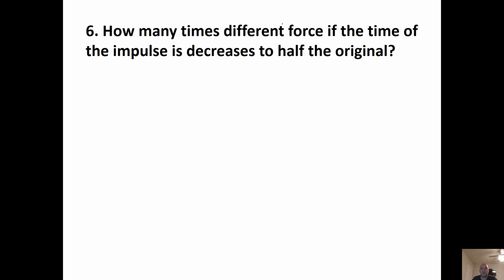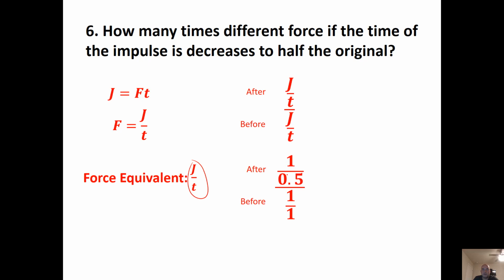How many times different is the force if the time of impulse is decreased? This is not good if you're trying to protect yourself. The impulse is the same, and the time of impulse is decreased by half. So rearrange it for force. Force is impulse over time. Put it over itself, and when the time becomes 1/2 of what it was, the 1 over 0.5 ends up being 2 times the original value. So you're going to feel twice as much force and therefore the hurt as a result of the force.